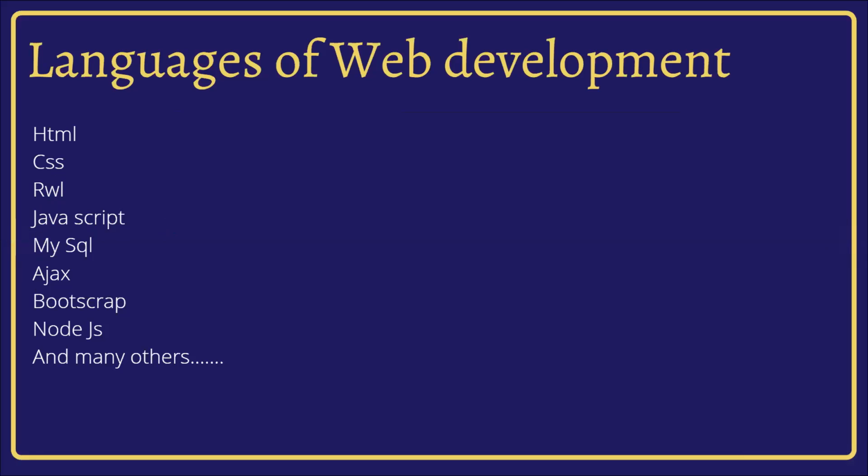Basically, computer science and engineering students have only two types of development. The first one is web development and the other one is app development. JavaScript is used in both types of development, so it's a very important language. Another is MySQL, which is a database.